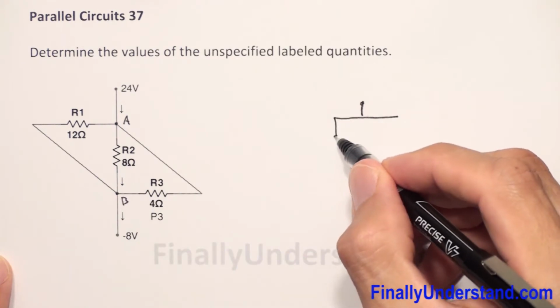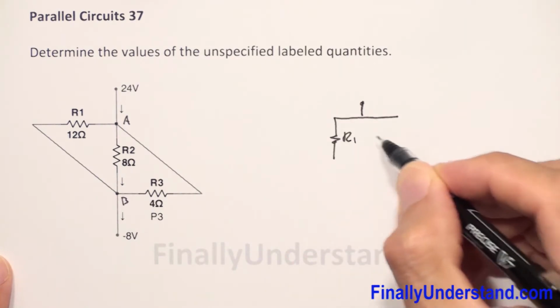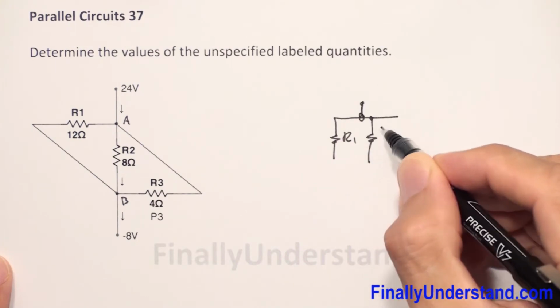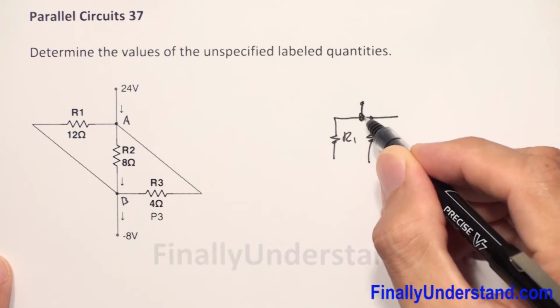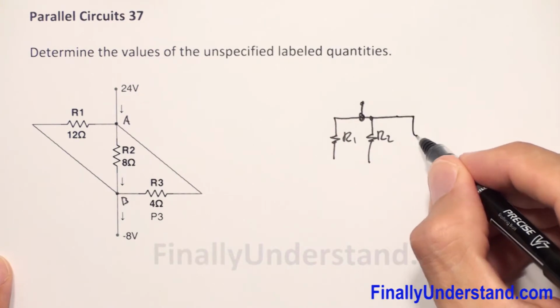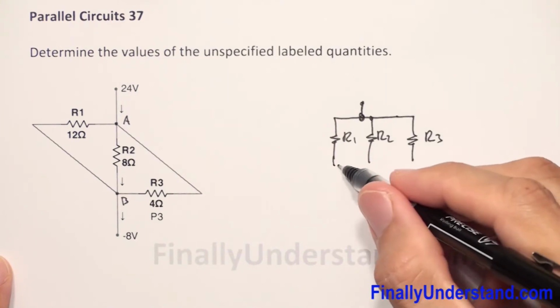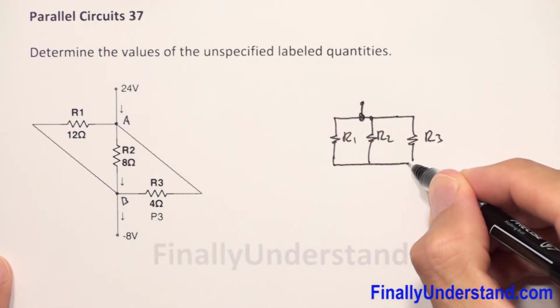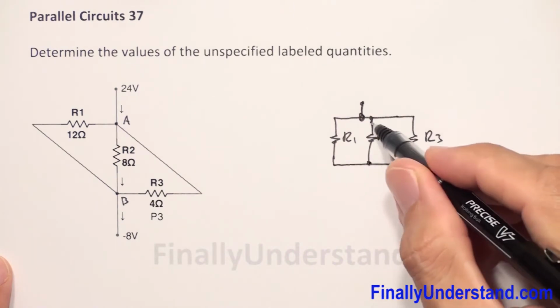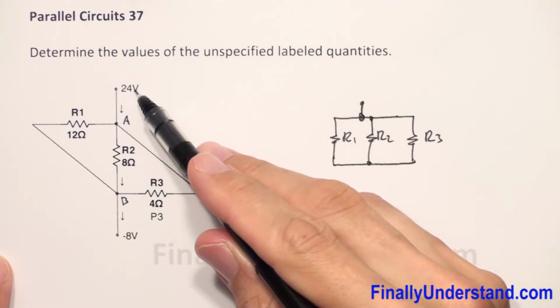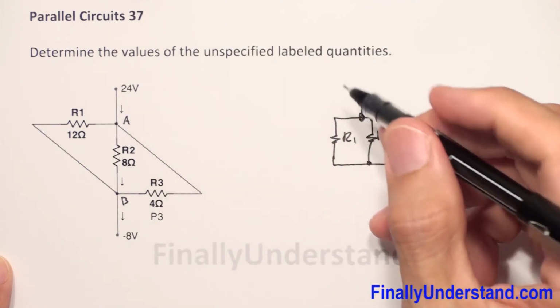So this is my R1, this is my R2, and this is my R3. Okay. Now, I have positive 24. How am I supposed to look at this problem?